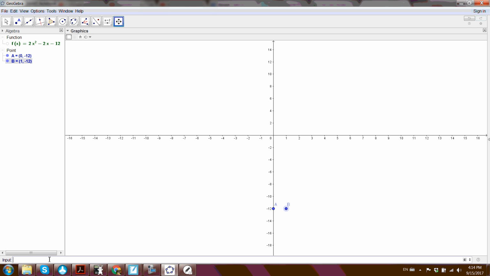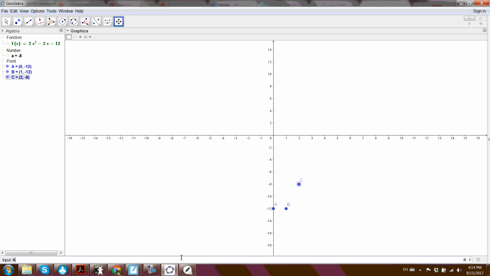Well, let's check out what the output is for 2. I'm going to let the program do the arithmetic for me, so I'm just going to type in f of 2. It's negative 8. So let's plot the point (2, negative 8). That point will be on the parabola. Now, think about the symmetry of a parabola. If these two points are both on the parabola, and this point (2, negative 8), can you guess a point over here that would be symmetric to this point?